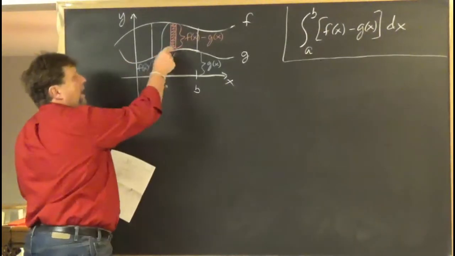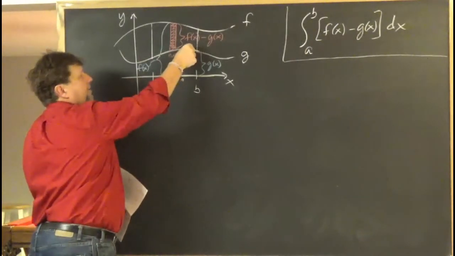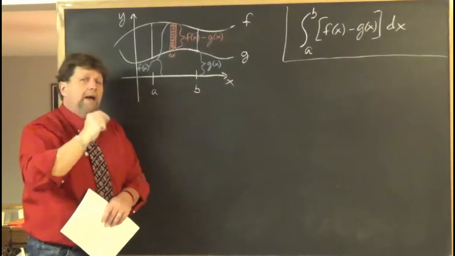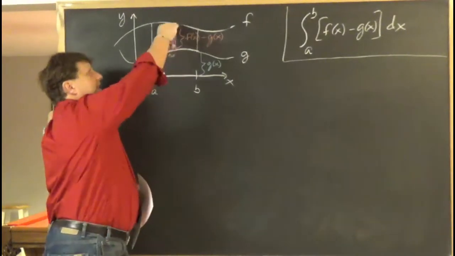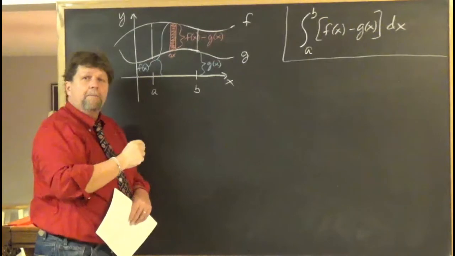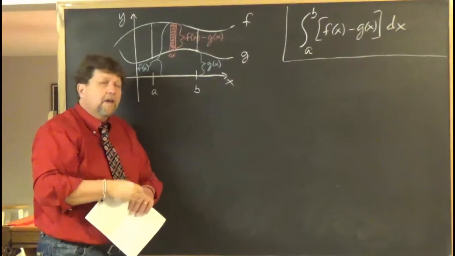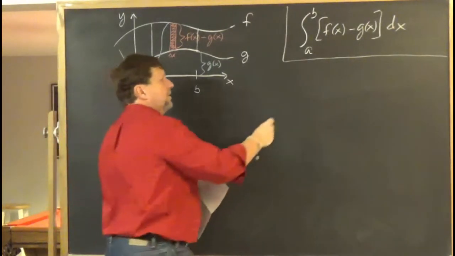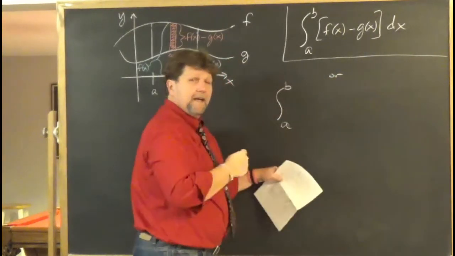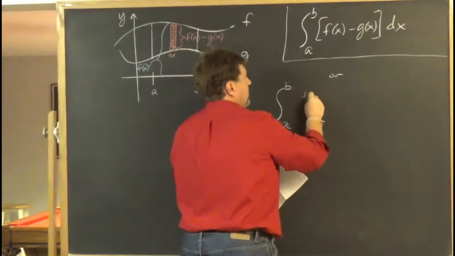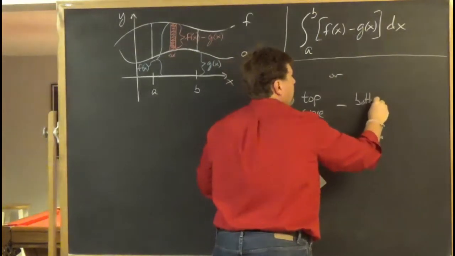Notice, no matter where I place that representative rectangle in the interval a to b, I put it here, if I put it over here or over here, it doesn't matter. No matter where I put that representative rectangle, function f is the top curve. Function g is the bottom curve. So even more in general, to get the area between curves, I integrate from a to b the top curve minus the bottom curve.